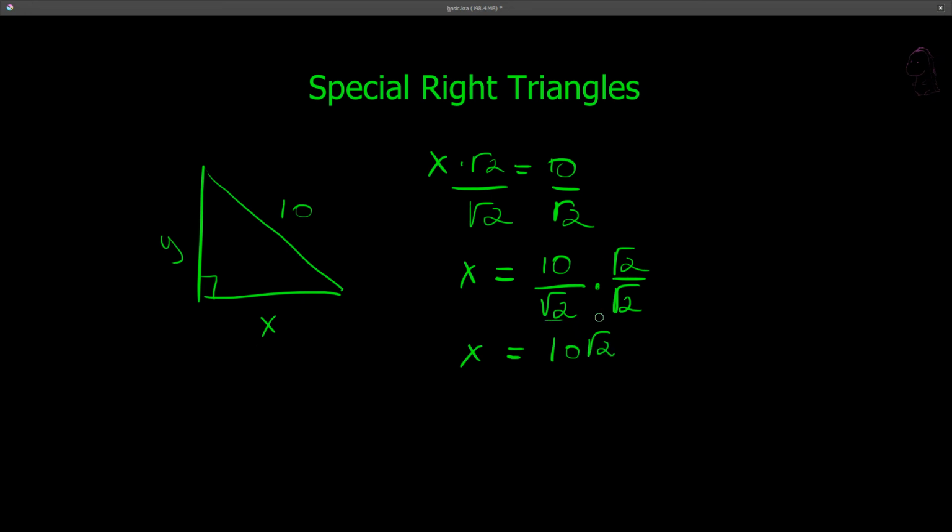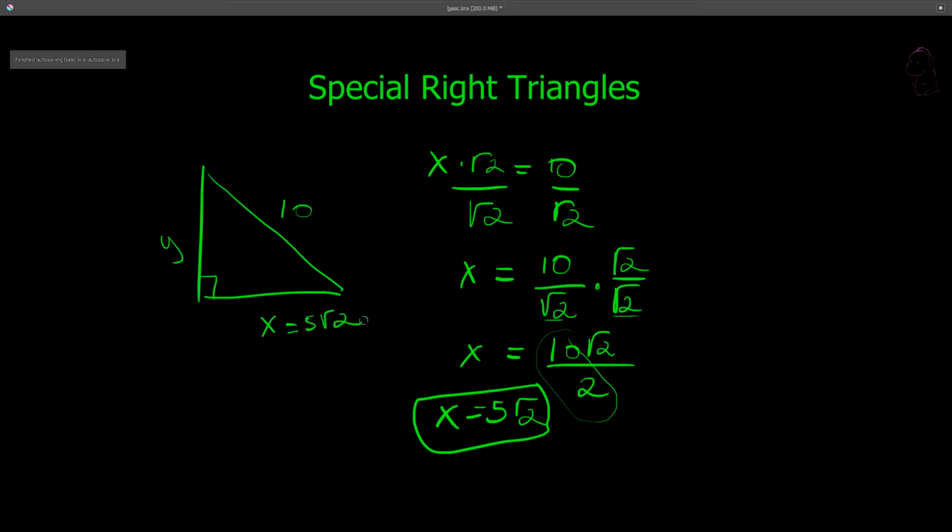At the bottom, you have radical 2 times radical 2. That's the whole point. It gets rid of the radical. It gives you just 2. And then here you have to simplify that. 10 over 2 is 5. So you get x is equal to 5 radical 2. And how do you get y? Well, these two sides are congruent. So y has to also be 5 radical 2.